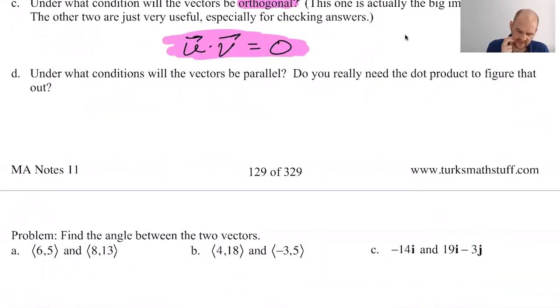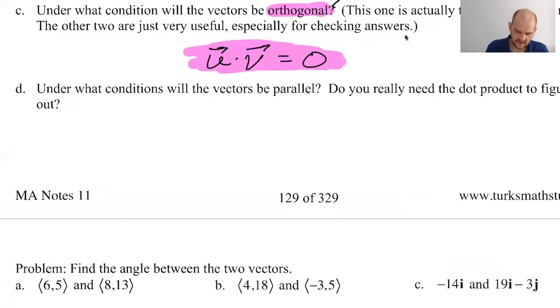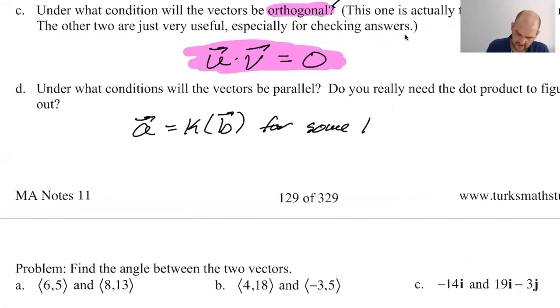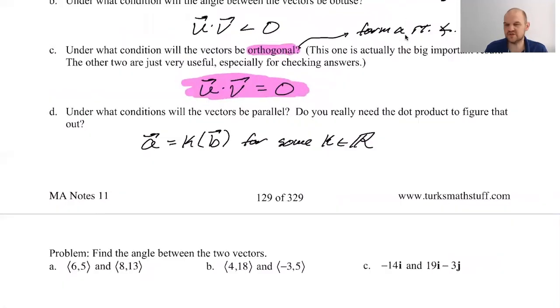Under what conditions will the vectors be parallel? There's no reason to use the dot product for this, and that's kind of why it's here. If a is equal to k times b, not dot product, for some k an element of the reals, then the vectors are parallel. You should not be using the dot product for that. You already knew that.